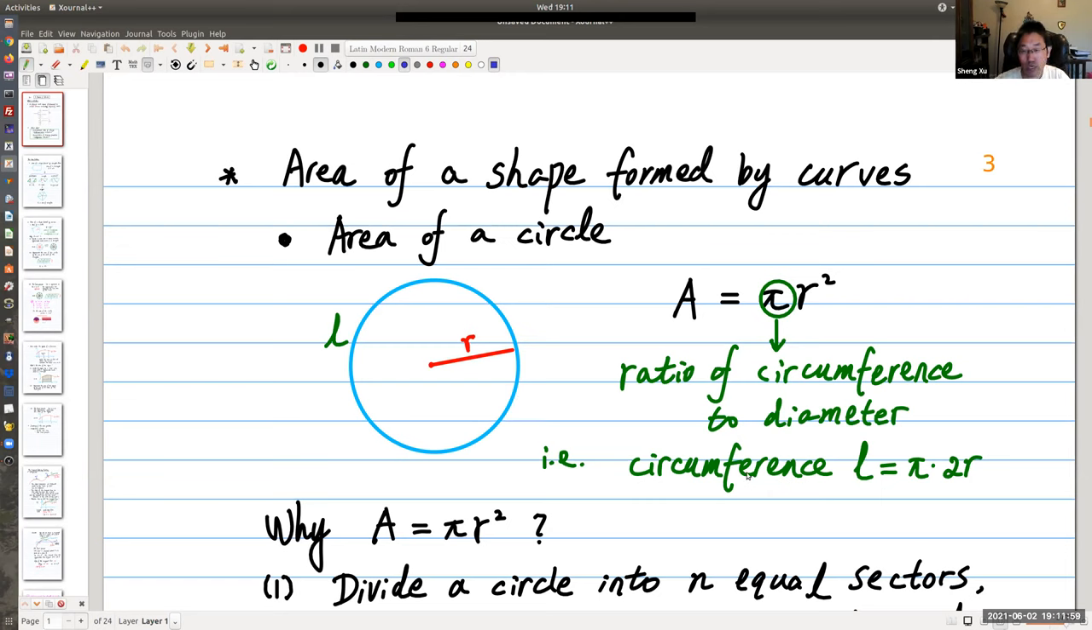right? And clearly the circumference L for a circle with radius r would be pi times the diameter, which is 2r, right? Pi times 2r. So that's the circumference. So we have applied this formula, pi r squared, in many situations, right? You know how to compute it, right? But if I push you, I ask you why the area of a circle is given by pi r squared.